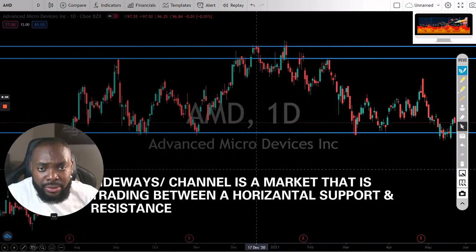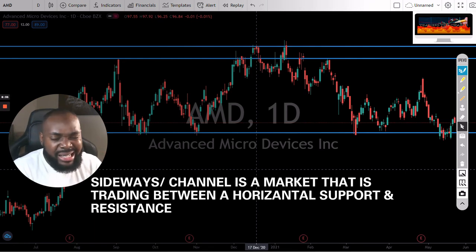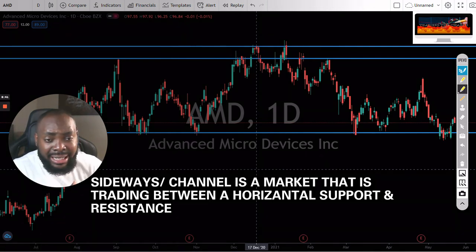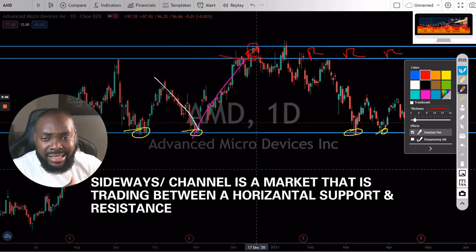Now, what is a sideways consolidation? Guys, this is a market that is oscillating between a horizontal resistance and a horizontal support. This is one of the easiest patterns to trade because we have a well-defined horizontal support, where we're anticipating that every time price gets back down to that level, that's where we will come in as buyers, looking to liquidate or sell our position when price gets back up into the resistance area.